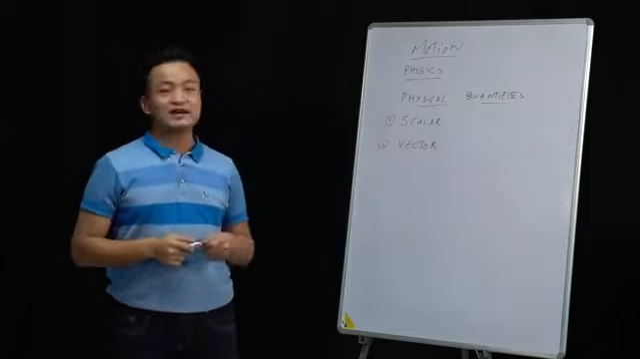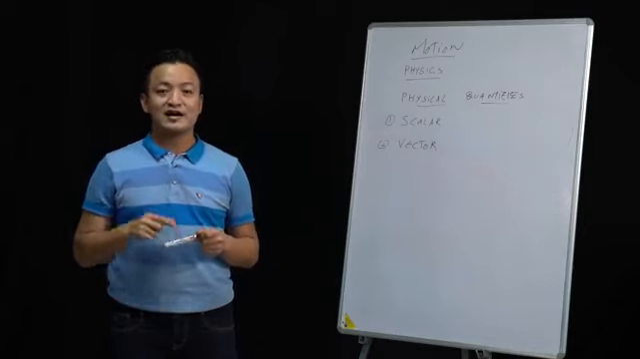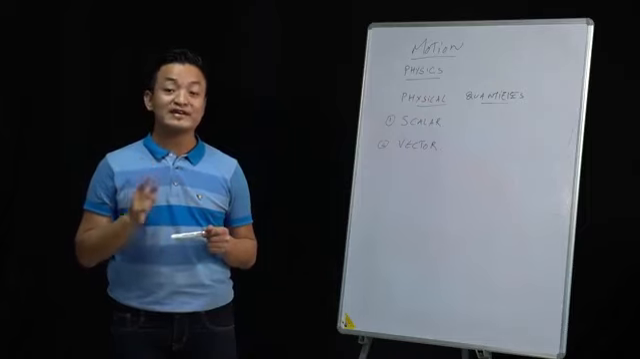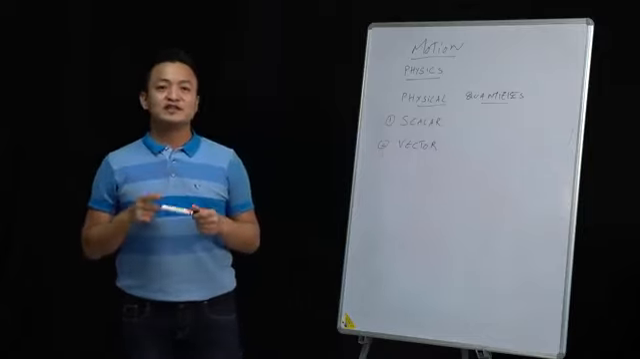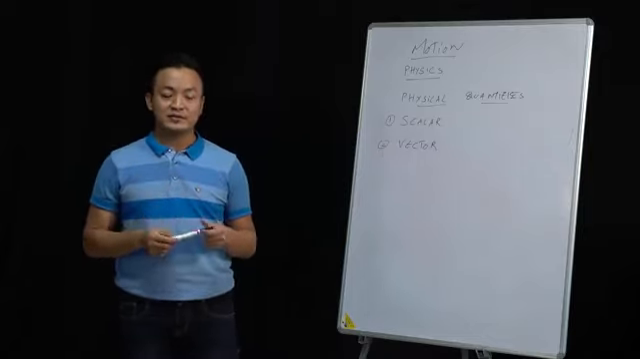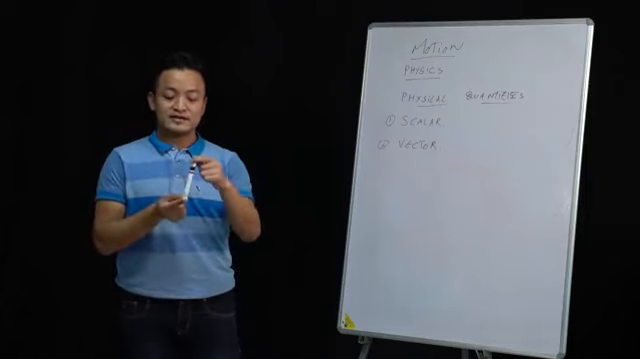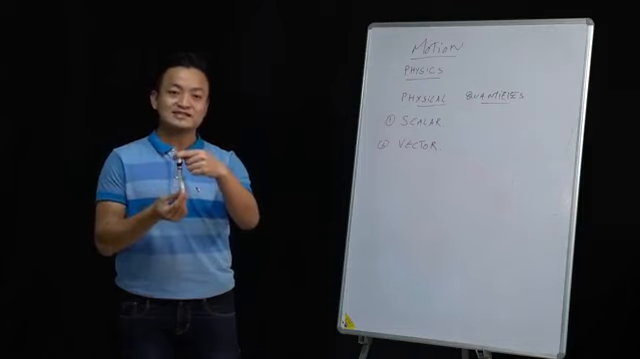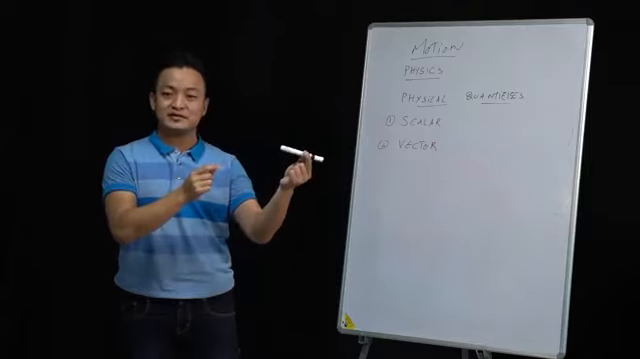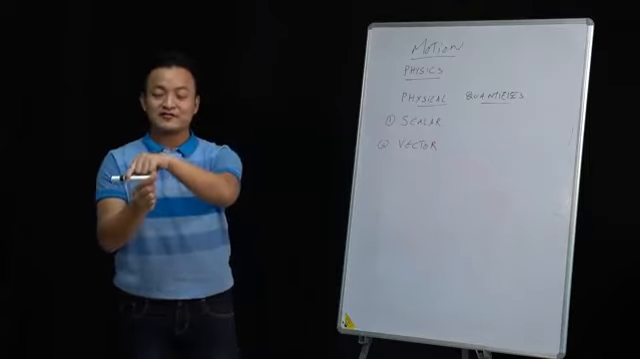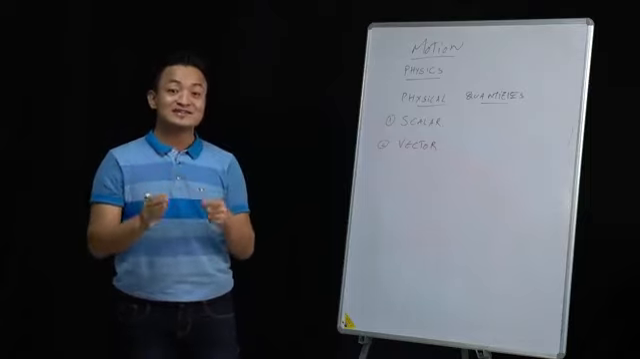So what is a scalar quantity? Scalar quantities are those physical quantities which are dependent on magnitude but independent of direction. When I say independent of direction, I'll give you a very simple example. Let's take this marker. Let's say the length of this marker is 10 centimeter. If I change the direction towards the right, it's still 10 centimeter. If I change the direction towards the left, it's still 10 centimeter. So irrespective of the direction, the length is still the same.